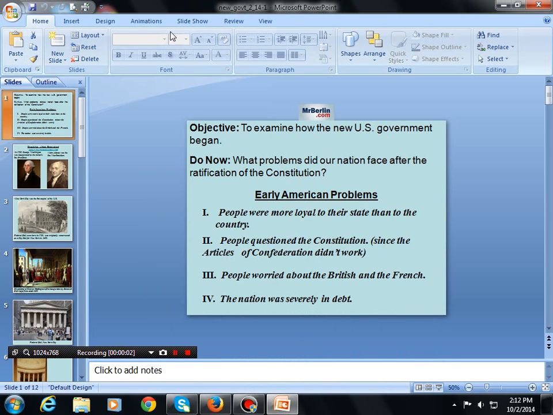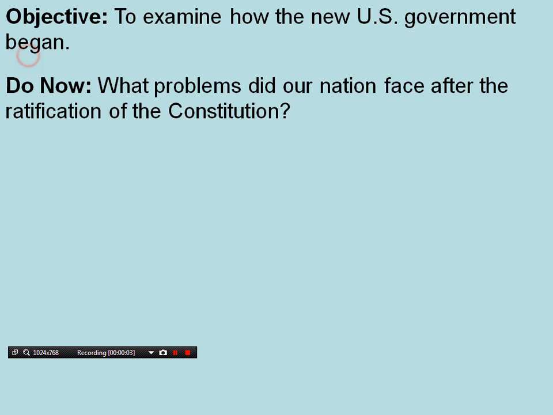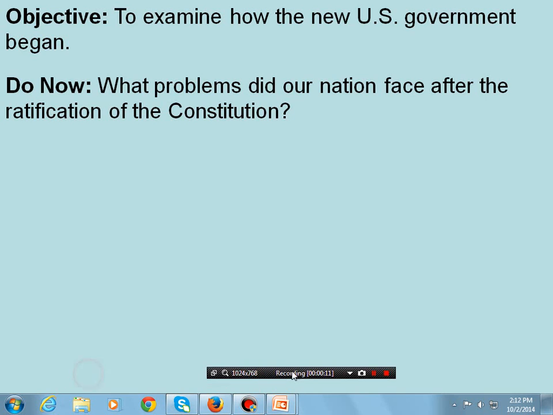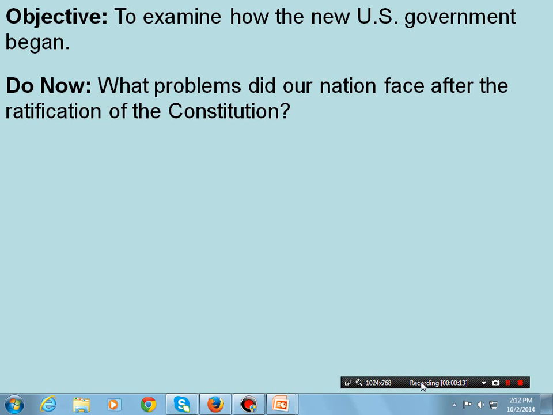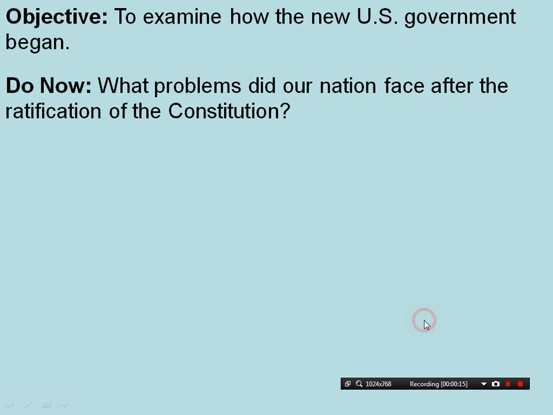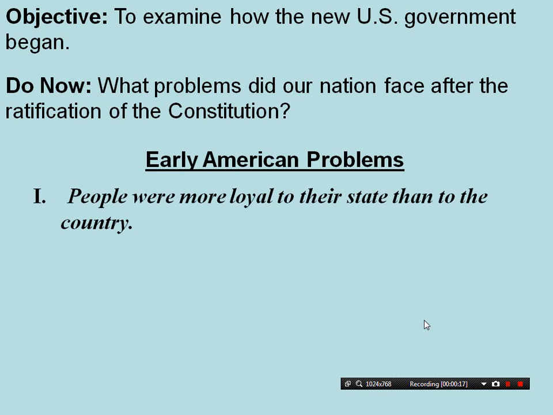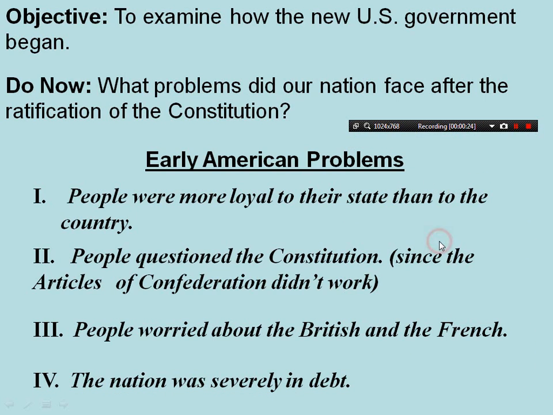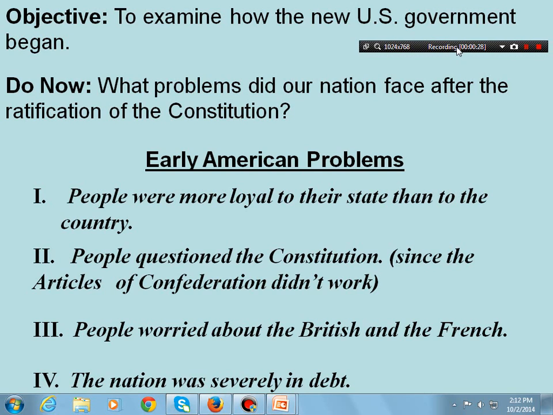Okay, we're going to take a look at how the nation forms and some early problems facing our early nation. So we're going to take a look at what problems our nation faced after the ratification of the Constitution. People were more loyal to their state than to their country. So if you belonged to Virginia, you considered yourself a Virginian before you were an American.